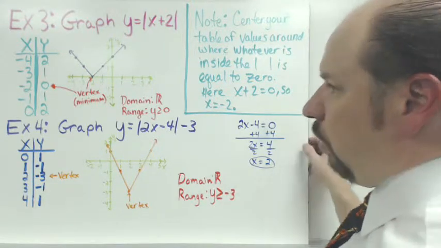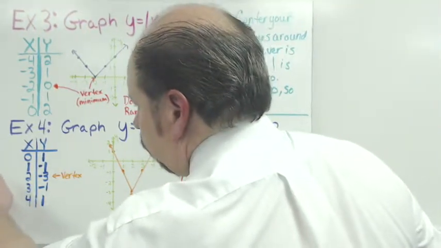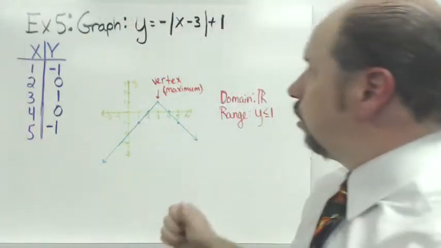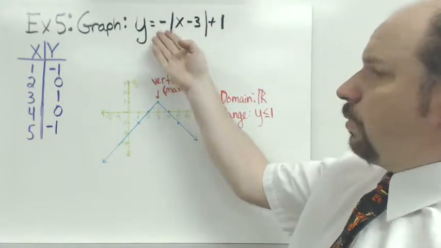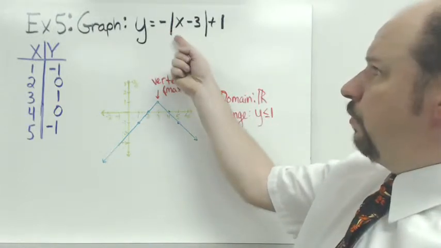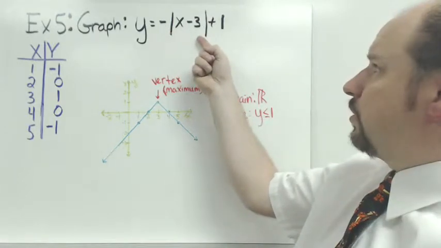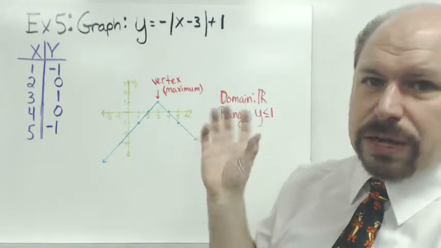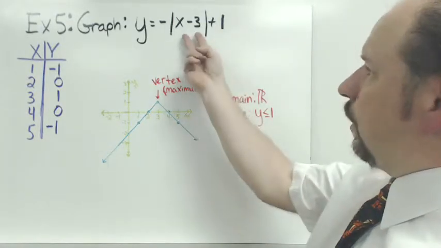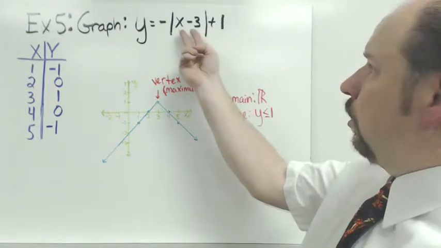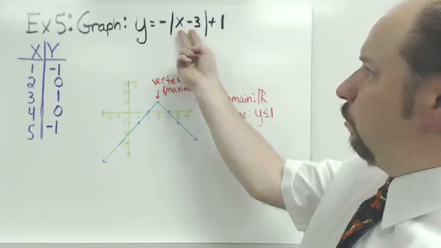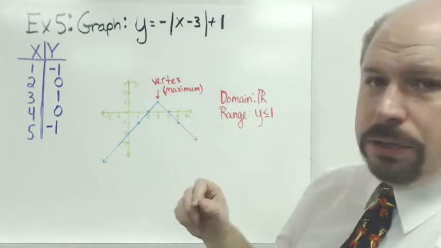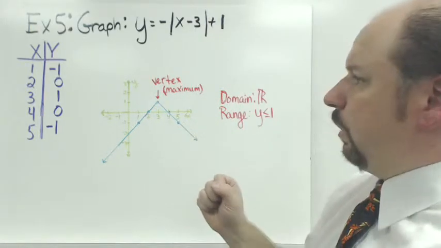Okay, hopefully you've got all that so far. We'll take a look at one last graph here. Okay, graph y equals the opposite of the absolute value of x minus 3 plus 1. Okay, so once again, this time you can kind of just look at this. Think about what makes this 0. Well, if we put in 3, 3 minus 3 is 0. So we're going to center our table of values around 3 because that's where the vertex is going to be.